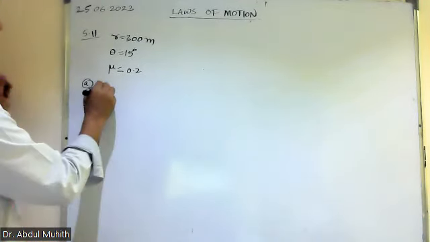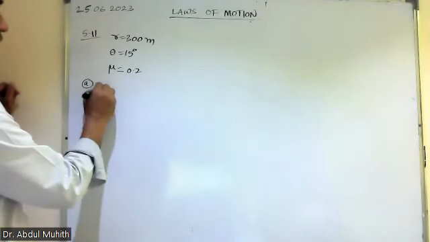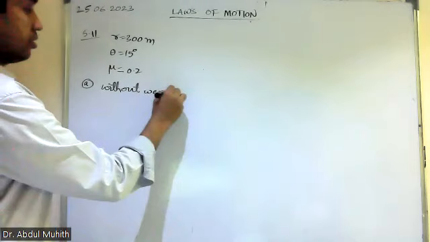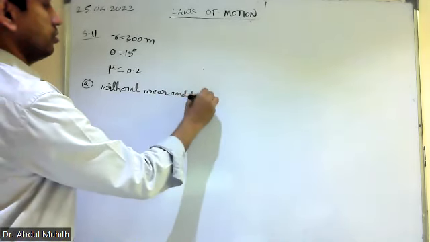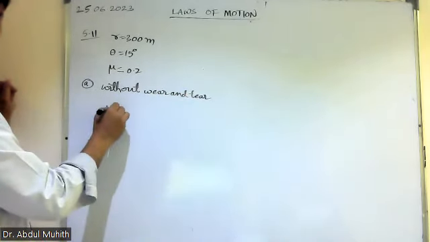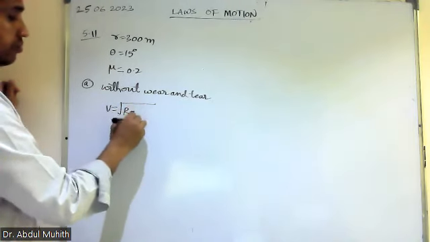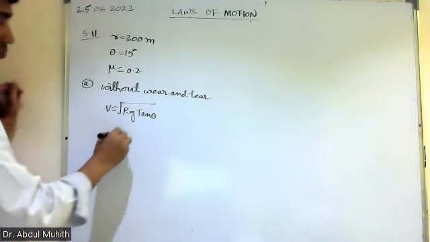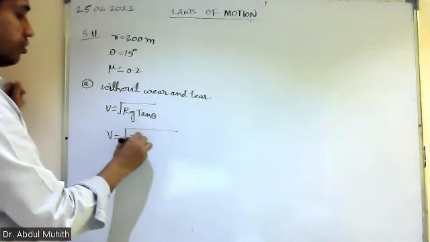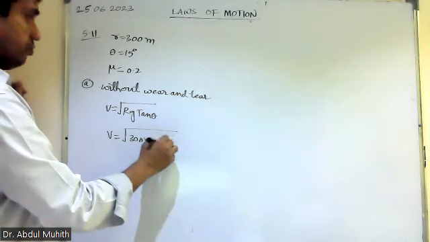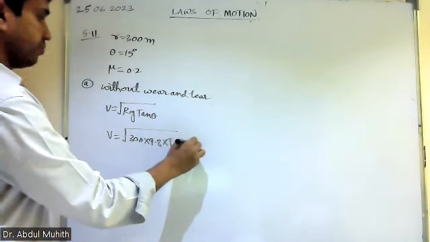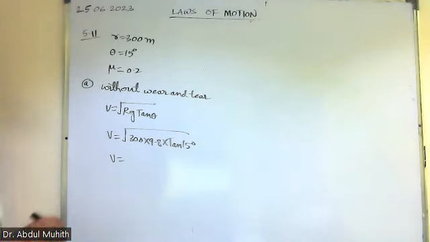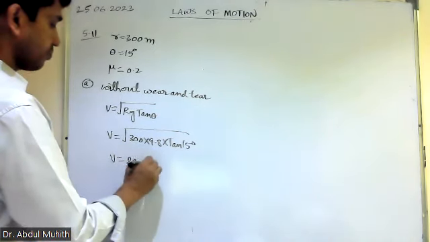So the formula without friction, that is, without wear and tear, means without friction. So v is equal to how much? Under root of r g tan theta. 300 into 9.8 into tan 15 degrees. That is 28.1 meters per second.